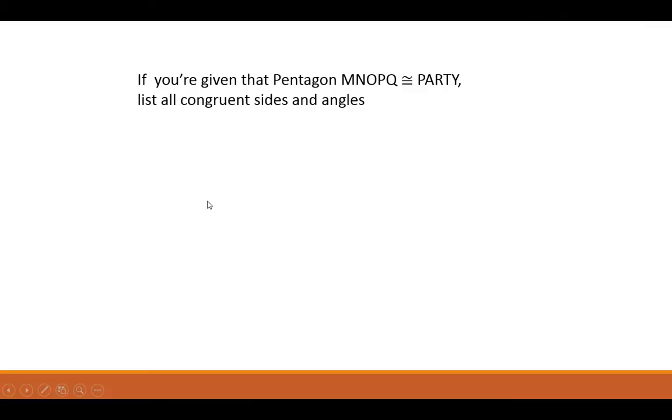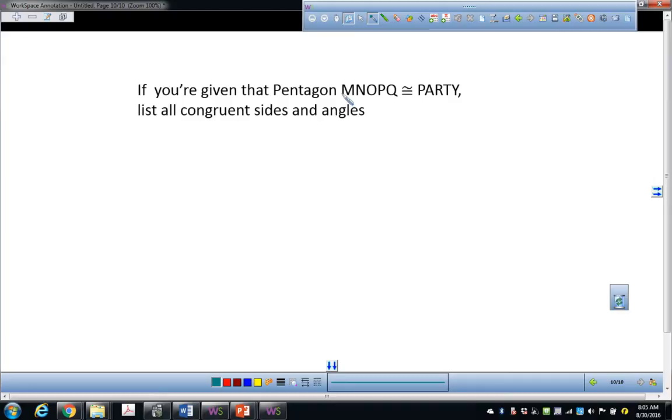So if you're given this, I don't have a slide that goes with it. If you were given this, MNOPQ is congruent to party, okay? List all the congruent sides. Give me one pair of congruent angles. What would angle M be congruent to? Angle P, okay? And you don't even know what this looks like, right?